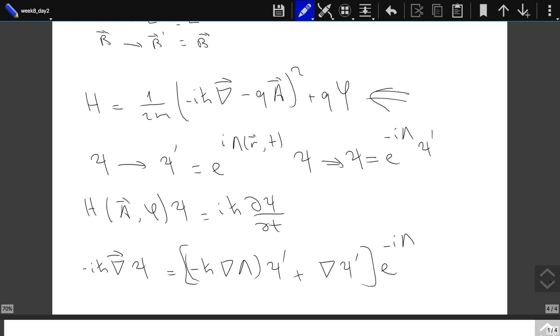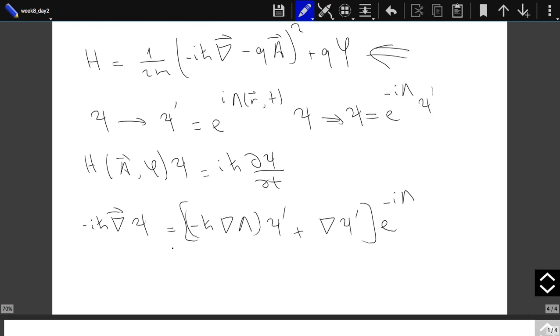So in a sense, the minus I h bar operator just becomes minus I lambda times minus I h bar, the gradient, minus h bar times the gradient of lambda. So the gradient operator just becomes this new operator when we commute it over e to the power minus I lambda.